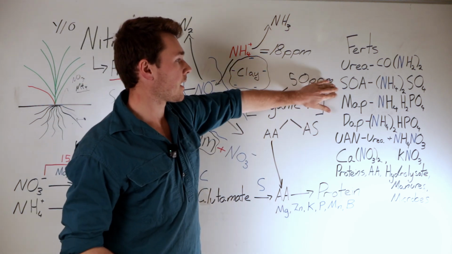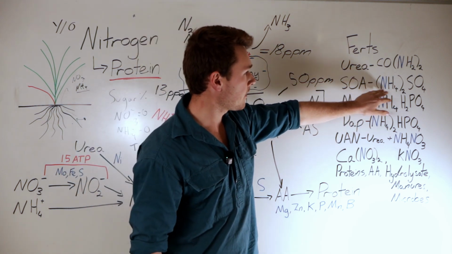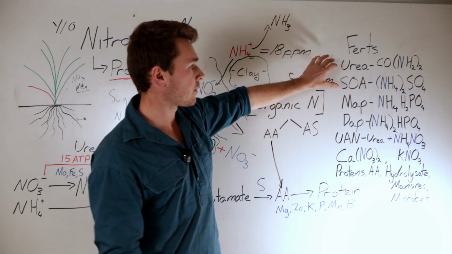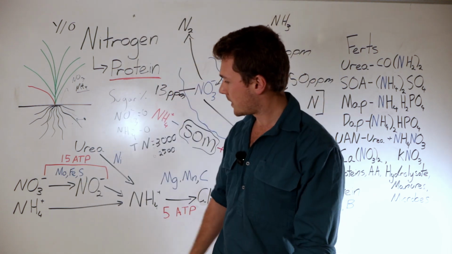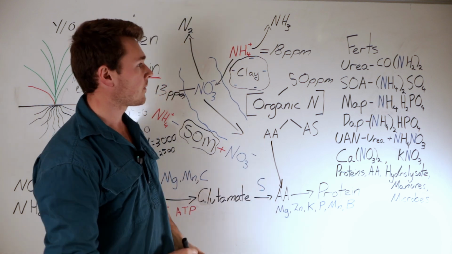Anyways, then we have sulfate of ammonium, so ammonium sulfate. Simply, we get our ammonium as well as some sulfur. So that's quite beneficial if you want to get some sulfur in the system. We talked about the importance of sulfur here and here. So a bit of sulfur is a good thing.